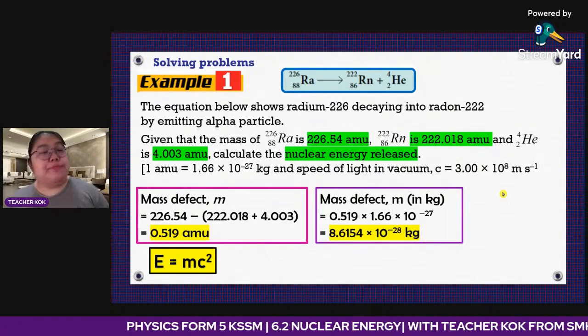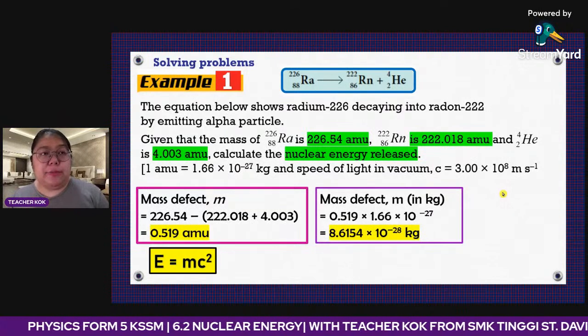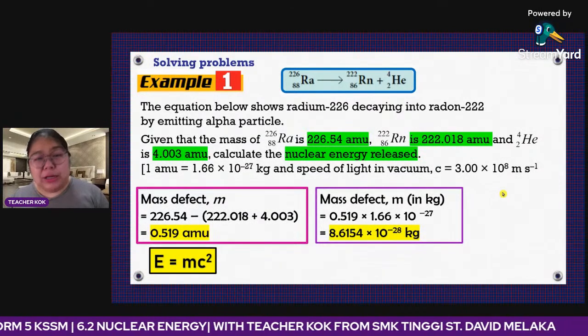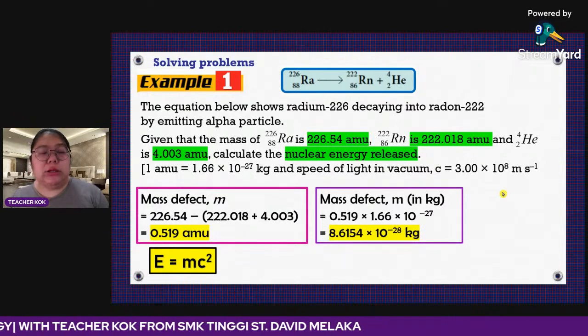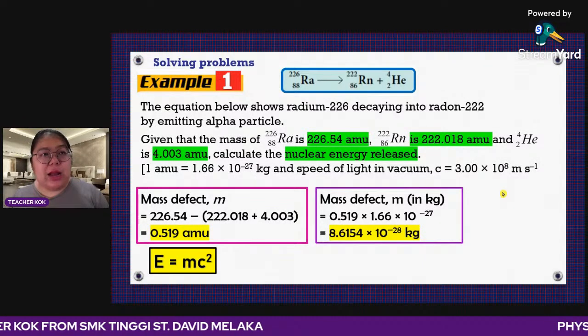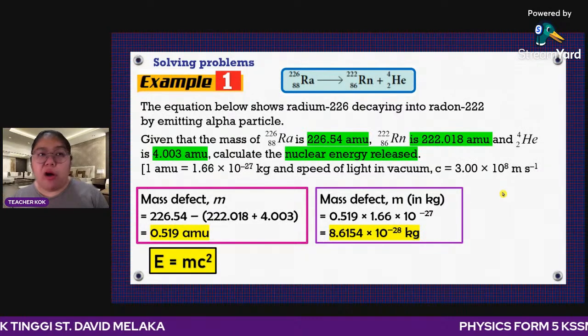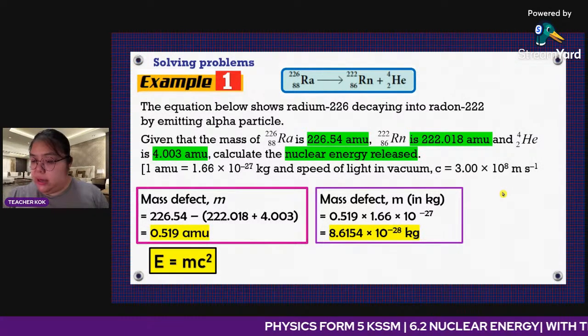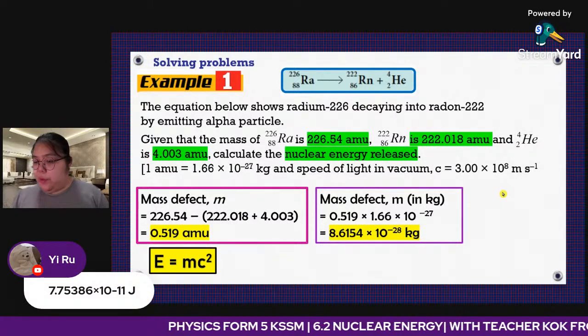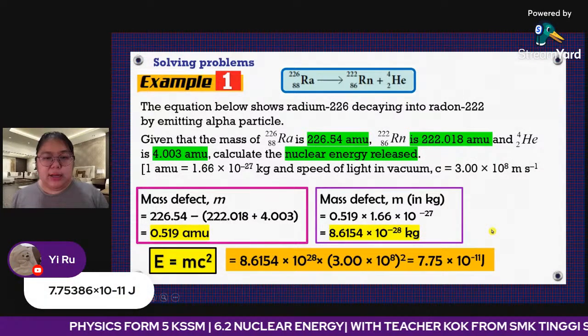They're just simple calculations, but the problem is the number is too long, so you don't miss out one of the numbers. If you miss out one of the numbers, that means you get the answer wrong already. So anybody? Okay, Yiru got 7.75. We're going to see.